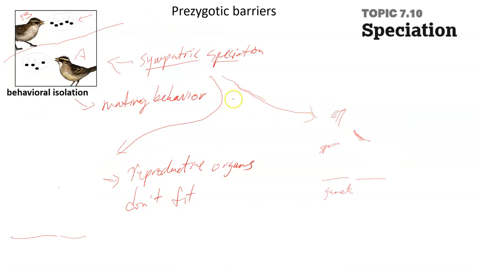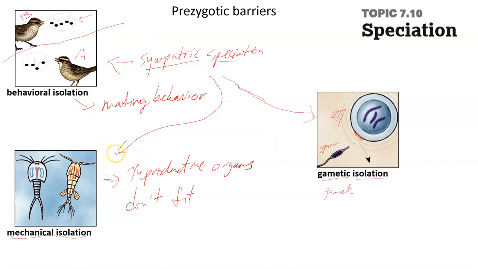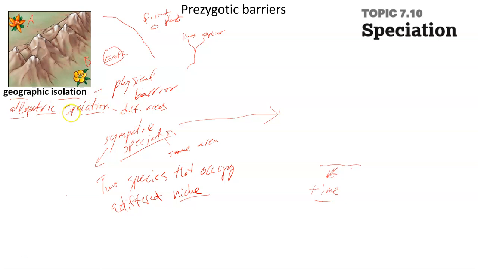Behavioral isolation, birds that sing different songs don't want to mate. Or females are separated behaviorally by only wanting to mate with certain songs. Mechanical isolation, reproductive organs that don't fit. Gametic isolation, the gametes do not fit together. Gametes are not compatible. So all of those are examples of sympatric speciation, except for the first one, geographic isolation, which is an example of allopatric speciation.